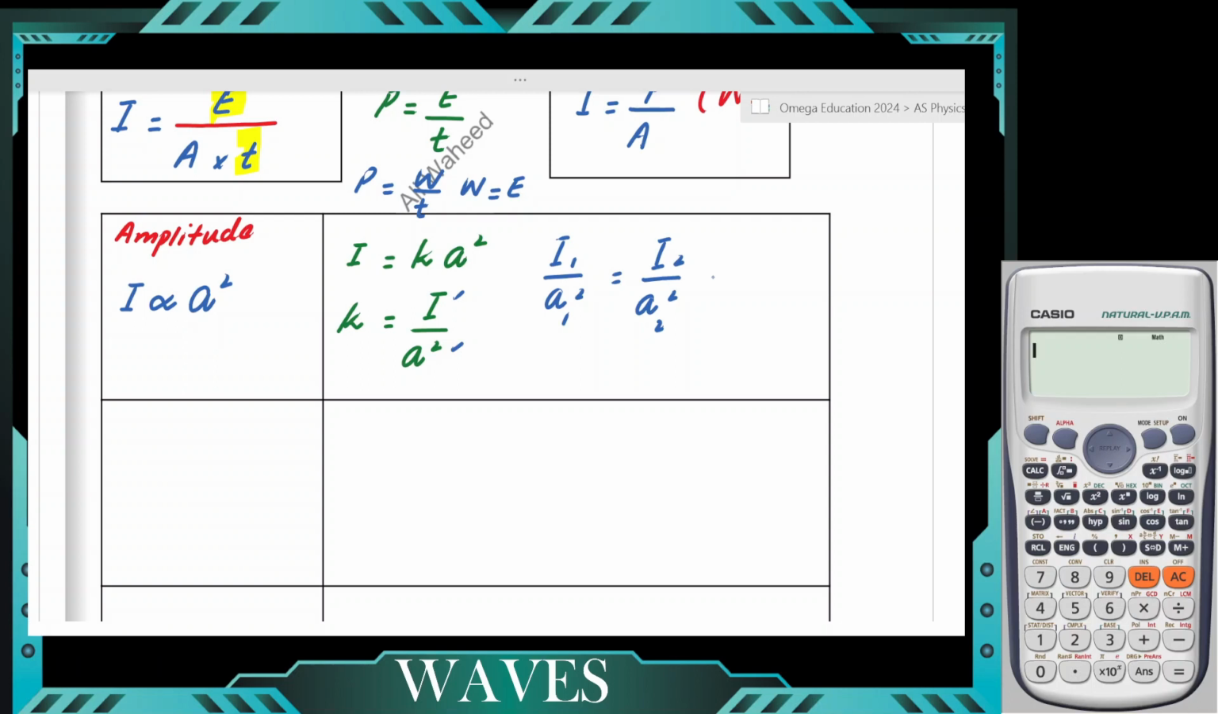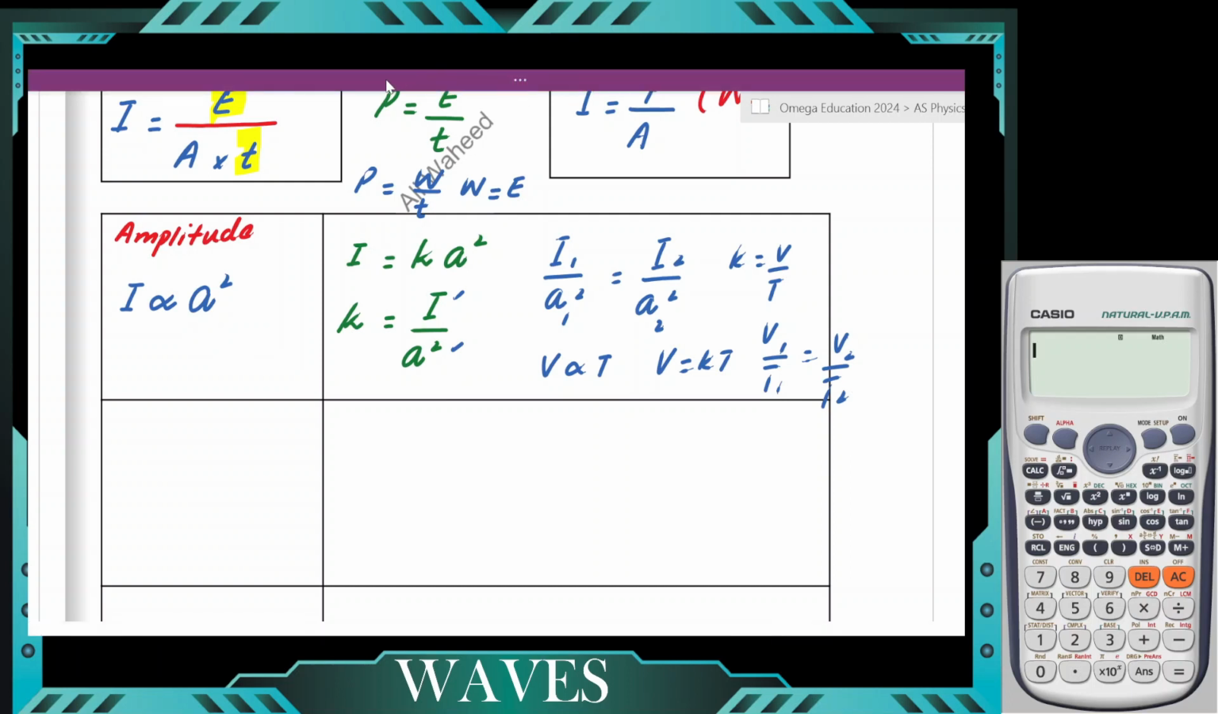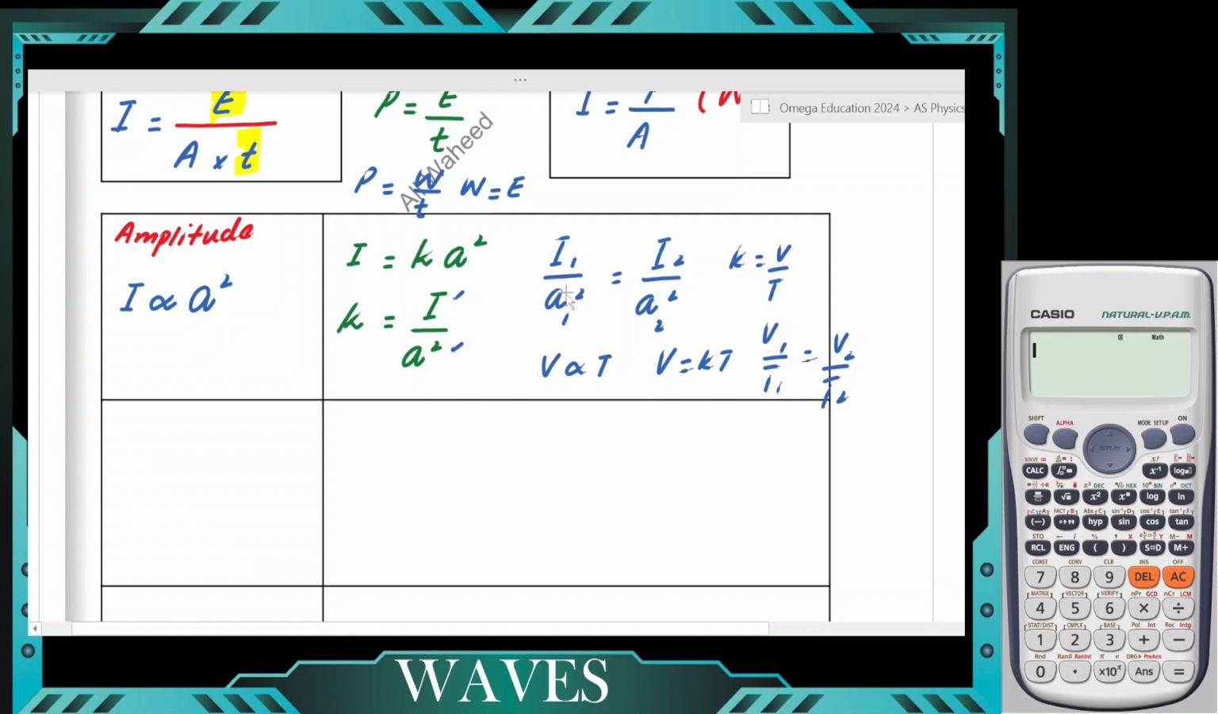So have we studied something like this already? Yes, we do. We have studied that in the chapter of thermal physics, for instance, that volume is directly proportional to temperature. Then we say, okay, we can insert a constant and then k would be equal to V over T. And that's why we were able to write V1 over T1 equals V2 over T2. So that's exactly the same thing. And I'm going to get rid of this thing. Now, what do we make of it?